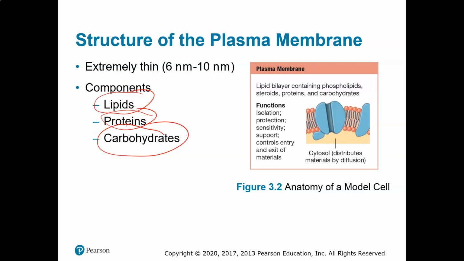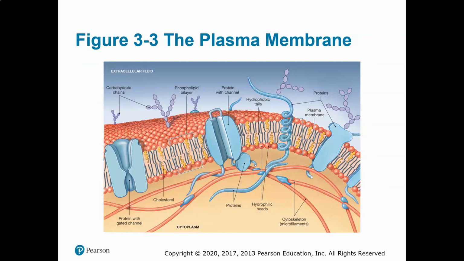The lipids are phospholipids and cholesterol, which here is referred to as steroids. But phospholipids form, let's see, here we go. The phospholipids form a double layer, and that forms the backbone of your plasma membrane. The tails of the phospholipids are hydrophobic, and then the heads, these red heads, are hydrophilic, meaning they can be in contact with the watery environment outside the cell and inside the cell.